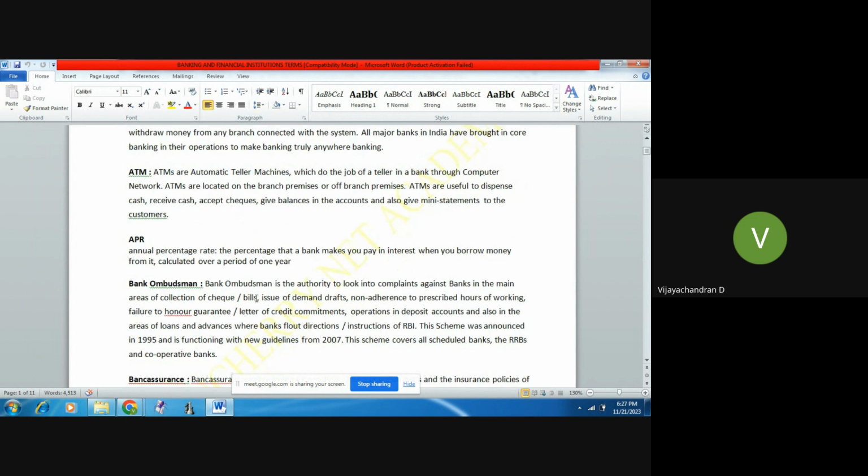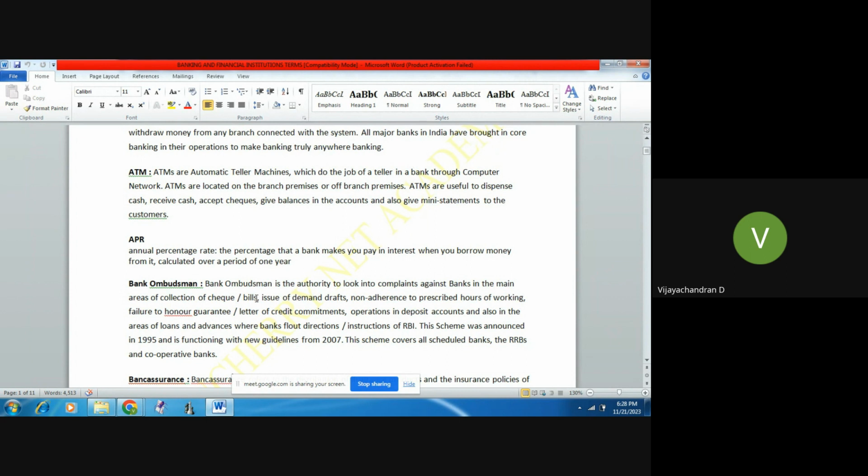Then bank ombudsman, which is very, very important. If you have any query or grievance with the banking service, suppose you deposited money and couldn't receive the money within the time, the bank ombudsman service is there. If there is any poor service by the bank, you can complain through the portal. That portal is known as the bank ombudsman.